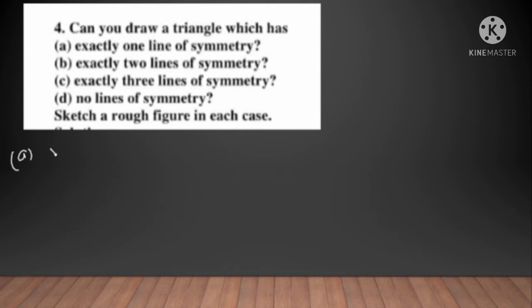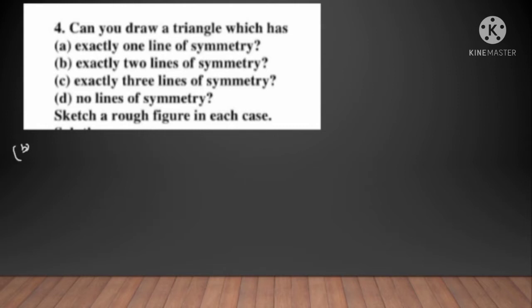Yes, we can draw. What is the triangle? It is an isosceles triangle. So shall we draw this? Yes. Isosceles triangle means two sides will be equal. So this is the answer for first subdivision.